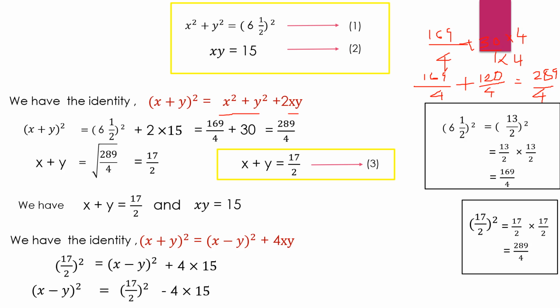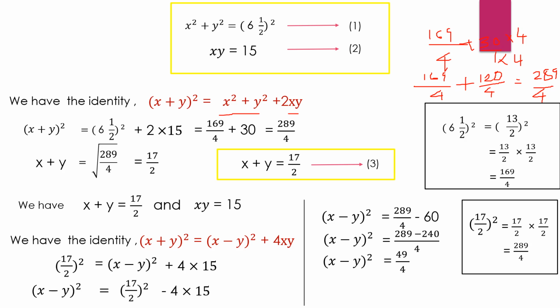So the square of 17 by 2 will be 289 by 4. Okay. So, next step becomes x minus y the whole square equal to 289 by 4 minus 60. As we did the same, we can say x minus y the whole square equal to 289 minus 240 by 4. What we did is, we multiplied 60 with 4 and divided it by 4. So we get 240 by 4 and its subtraction. So 289 minus 240 by 4. So x minus y the whole square becomes 49 by 4. So x minus y will be 7 by 2, isn't it? Square root of 49 by 4, that is 7 by 2.